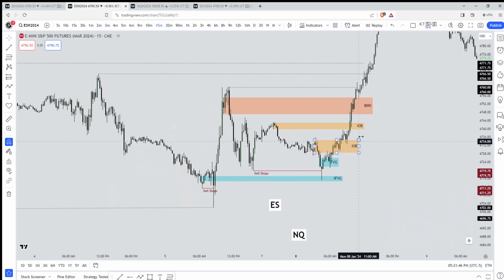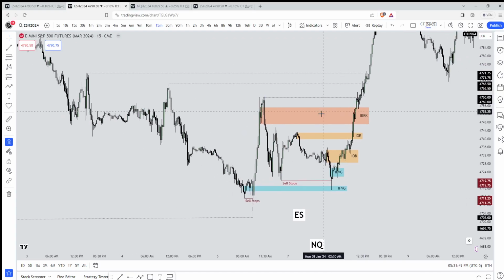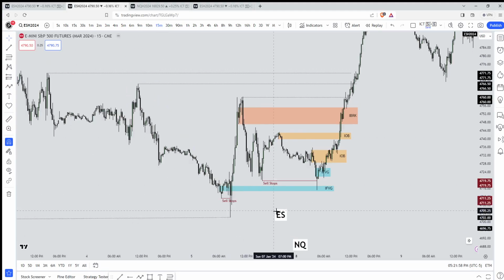Okay, so price is delivering higher here. How do we know the draw on liquidity is higher? Price took out sell stops at NFP, displaced higher, engineered liquidity above, with SMT divergence with NASDAQ to support that idea.